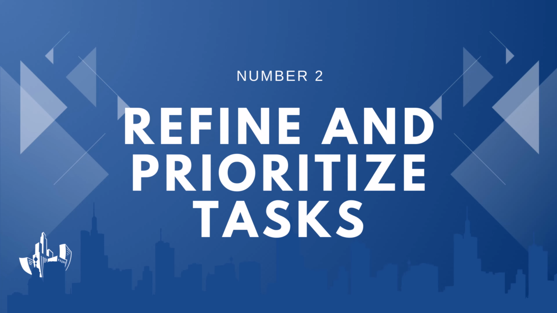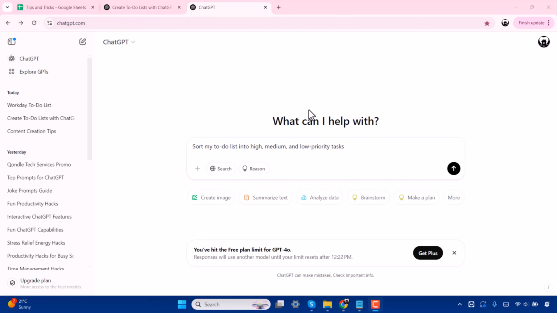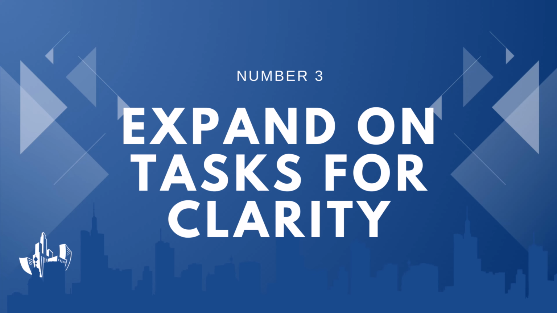The next one, number 2. Refine and prioritize tasks. You can ask ChatGPT to organize tasks by priority, categories, or suggest which ones to tackle first. Example prompt: sort my to-do list into high, medium, and low priority tasks. Here is the result.